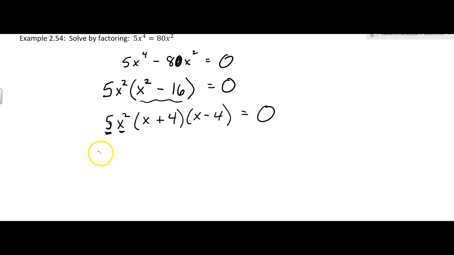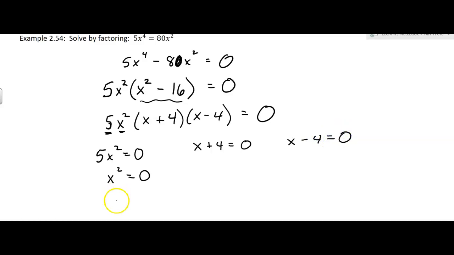Now, a lot of times students will just write 5x squared equals 0. That's fine, but you really don't need the 5. You could divide both sides by 5 there. X squared equals 0. Okay. Then x plus 4 could equal 0. Or x minus 4 could equal 0.